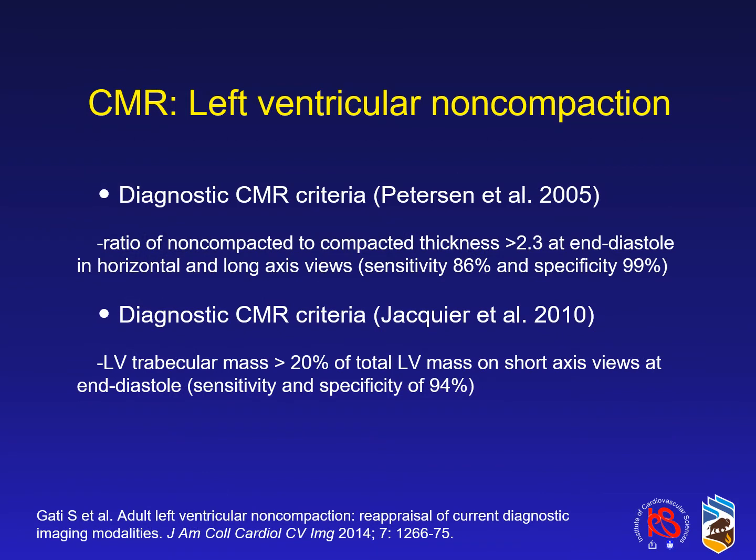Now, transitioning to cardiac MRI, there are two diagnostic criteria that are often referenced. One is the Petersen et al. criteria from 2005, where they look at the ratio of non-compacted to compacted thickness greater than 2.3 at end diastole in the horizontal long axis view, with sensitivities and specificities as labeled there.